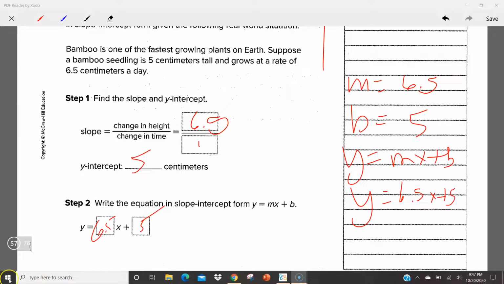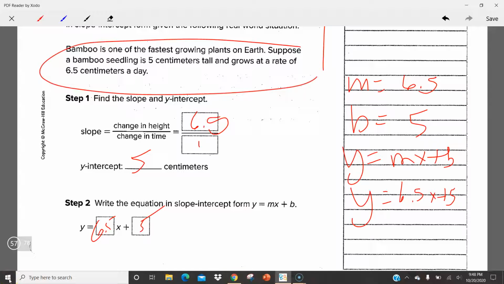Okay, so again, I lost it, but I got it. I just wrote it over again. Our slope is 6.5 centimeters per day. We start off at 5 centimeters. Here's our slope-intercept formula. You have to put that back in. I have to see it on your paper. And there you have to put in the substitution. That's it. That's all you have to do.